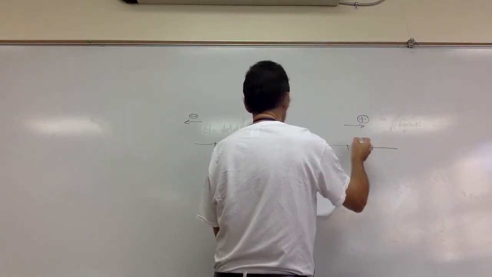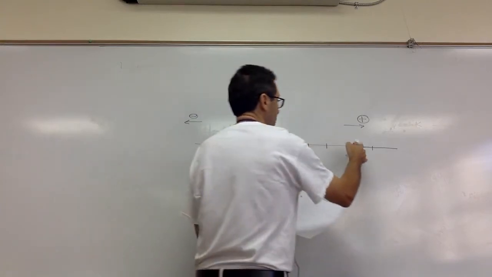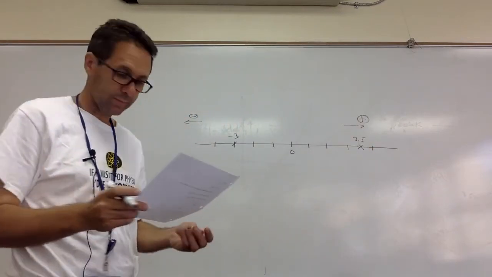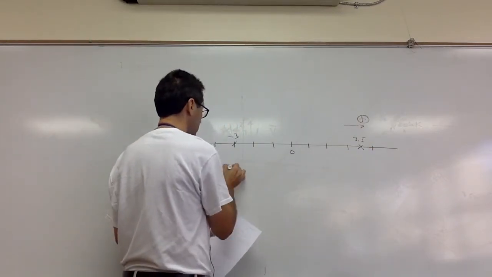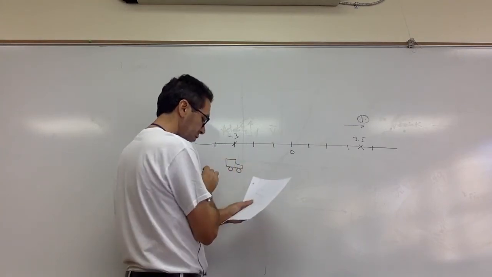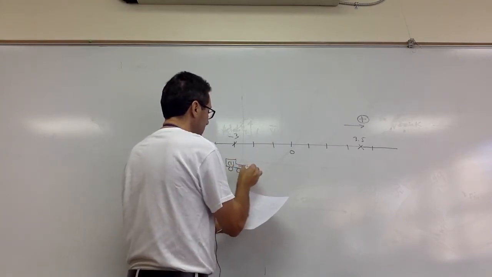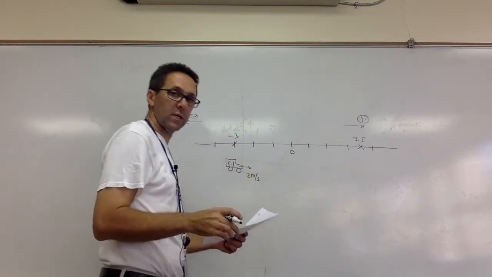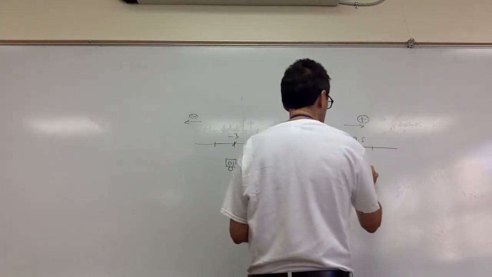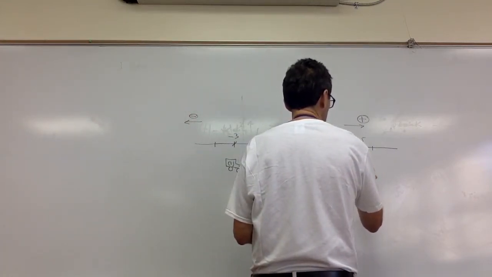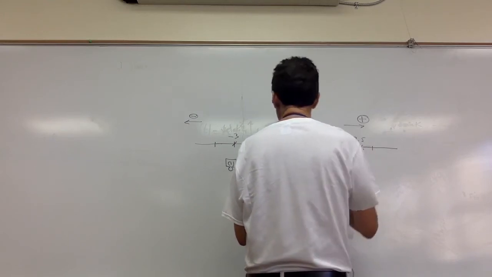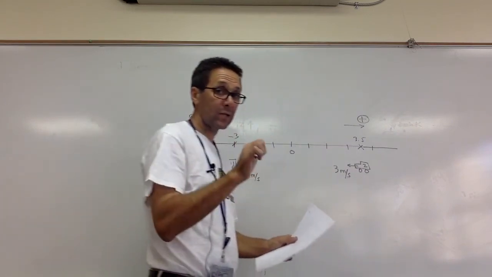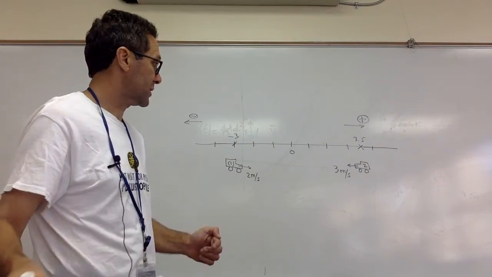Okay, so I'm going to have 2 objects, one at -3 and one at about 3.5. And this is all in meters. So I have a car. Don't laugh at my drawings. Car 1, starting at -3, and it's traveling at 2 meters per second. Then I have car 2, starting at 3.5 and traveling the other way at 3 meters per second.